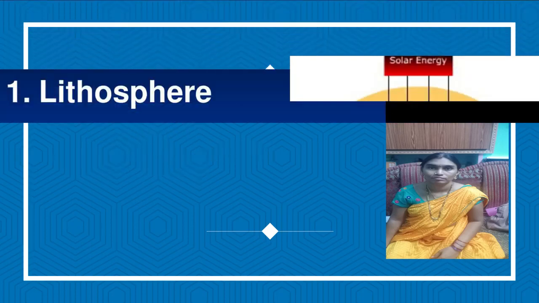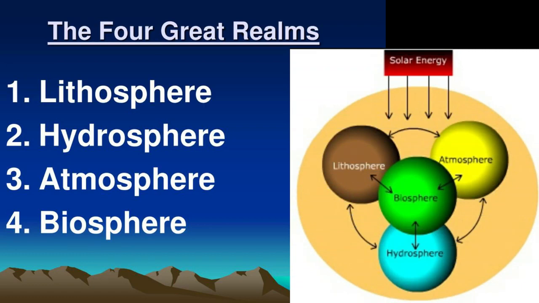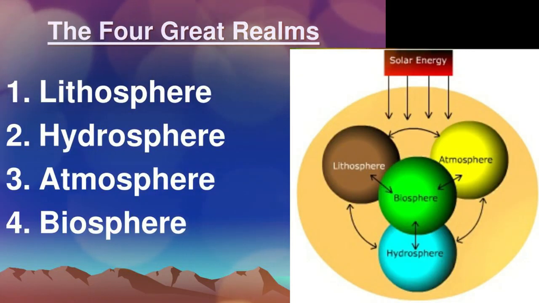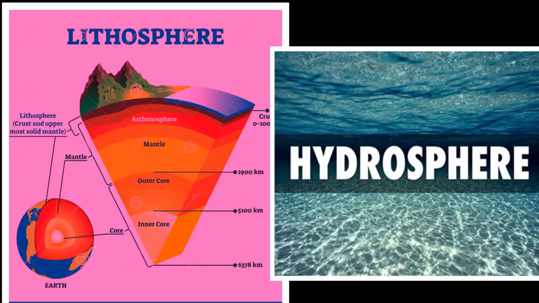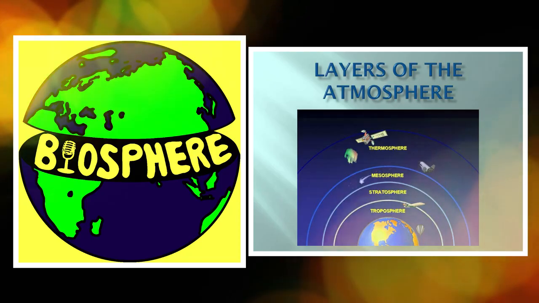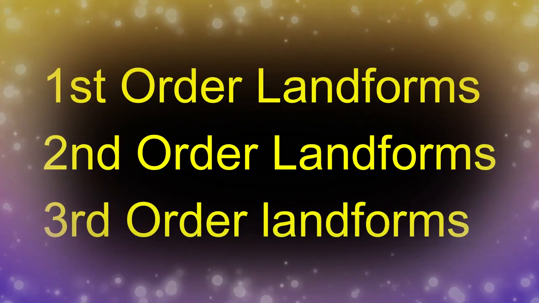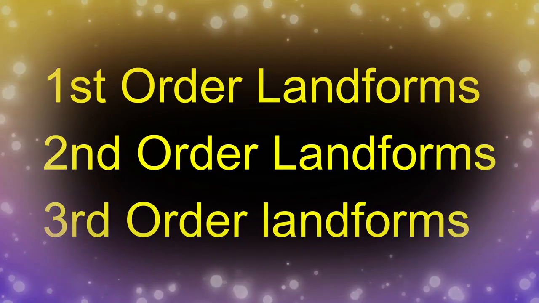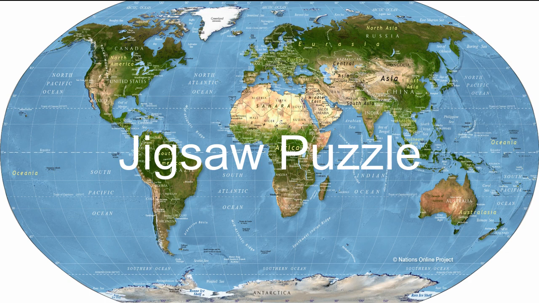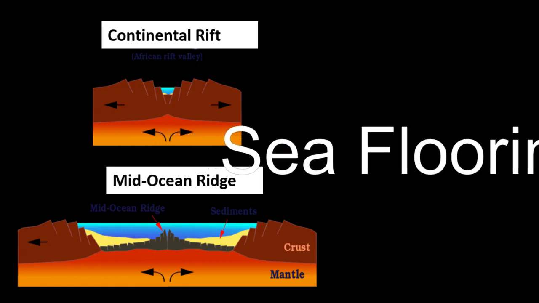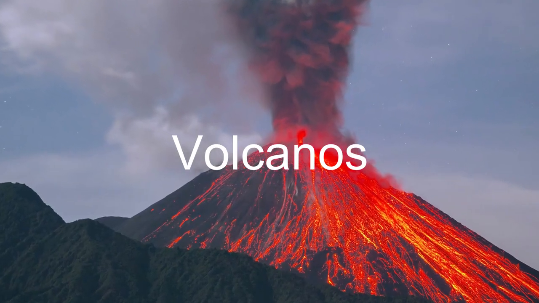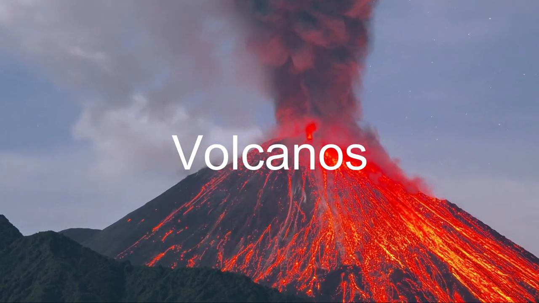Students, in the previous class we discussed very important and useful information, like the introduction of the natural realms. How many natural realms? Four: lithosphere, hydrosphere, atmosphere, biosphere. Briefly, we also discussed first order, second order, and third order landforms, the jigsaw puzzle, plate movement, sea floor spreading, how the sea floor spreads, how volcanoes form, and which are the important volcanoes in the world. These were all discussed in the previous class.